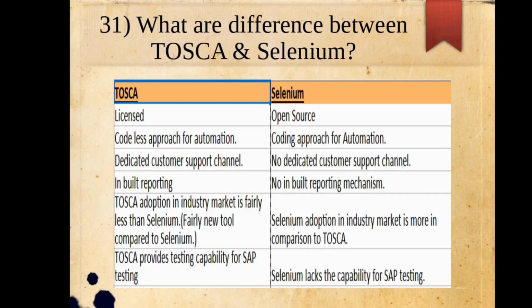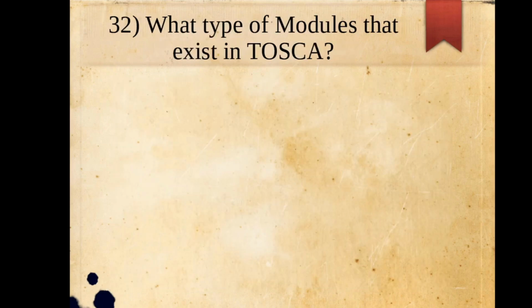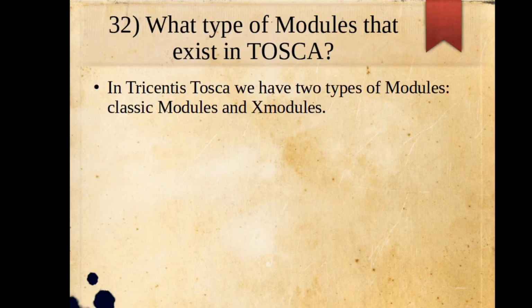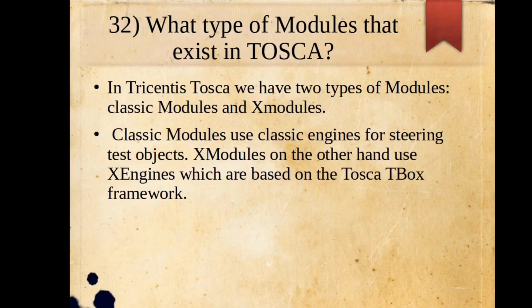Coming to the next question, what types of modules exist in TOSCA? There are two different types of modules. One is called classic modules, and one is called X modules. Classic modules use the classic engine for steering the test objects. However, X modules use X engines which are based on the TOSCA T-Box framework.